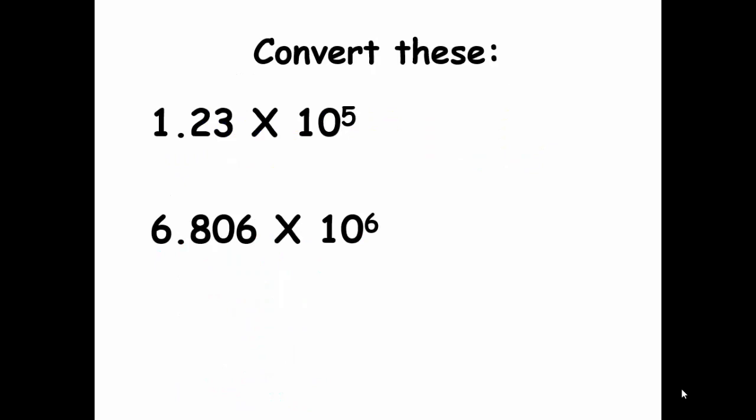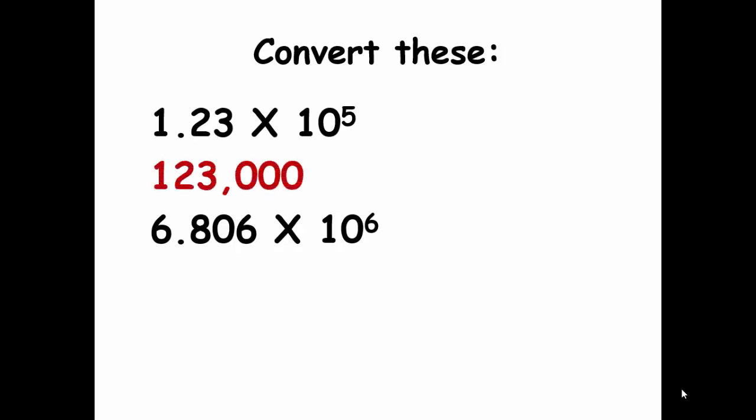So now we're going to go the other way, and to convert these we need to know how many places we're moving. This is where it's really important to discover if our scientific notation has a positive or a negative exponent. Exponents are what you guys were working on before this, so you should know the difference between positive and negative. Here we have 1 and 23 100ths times 10 to the 5th power.